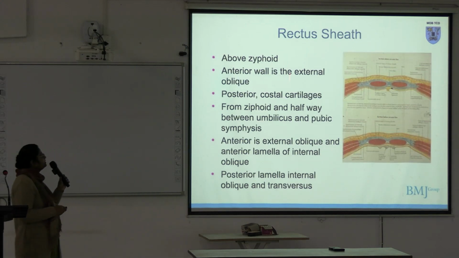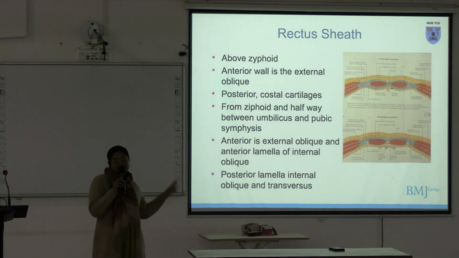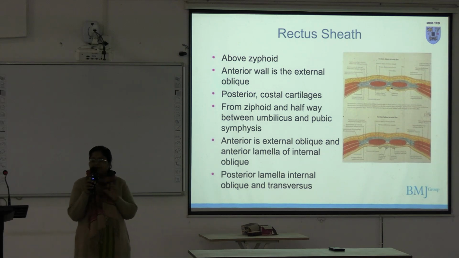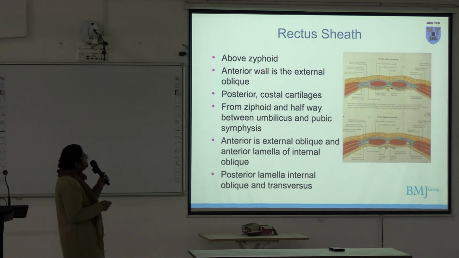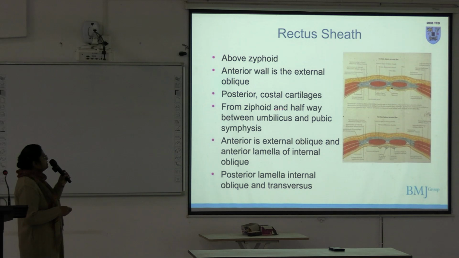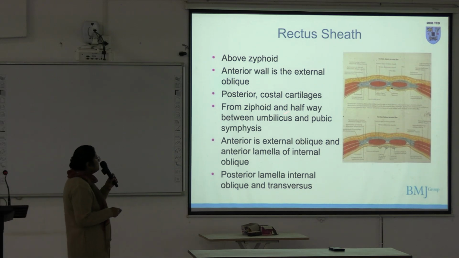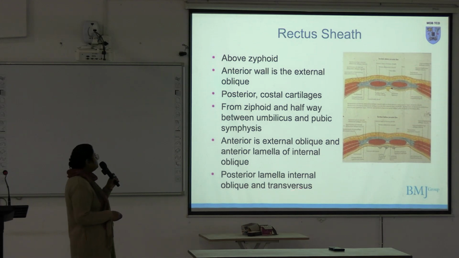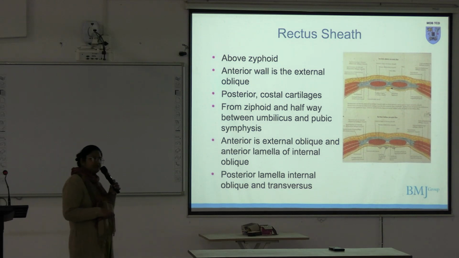Okay, so rectus sheath. Today in this section, we will see the rectus sheath. Go home and read the formation of the rectus sheath. Above the xiphoid, the anterior wall is the external oblique, posteriorly there are only costal cartilages, so the posterior wall is deficient. From the xiphoid to halfway between the umbilicus and pubic symphysis, the anterior wall is formed by external oblique and the anterior lamina of internal oblique, and the posterior wall by the posterior lamina of internal oblique and transversus abdominis.